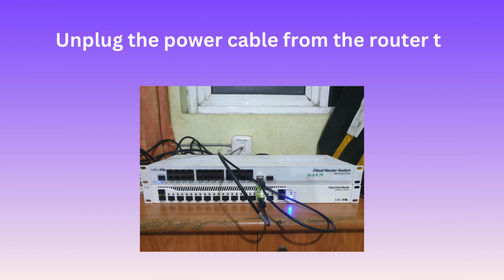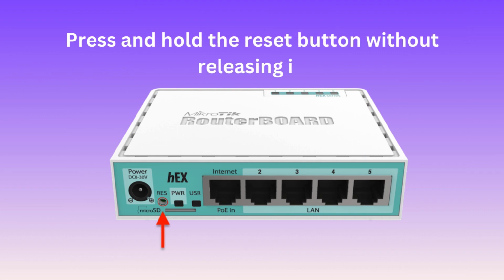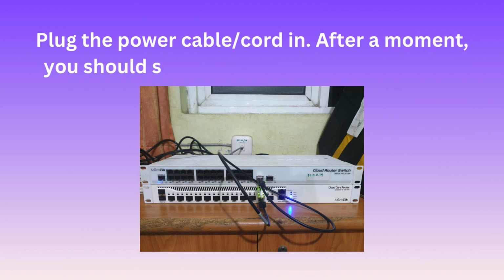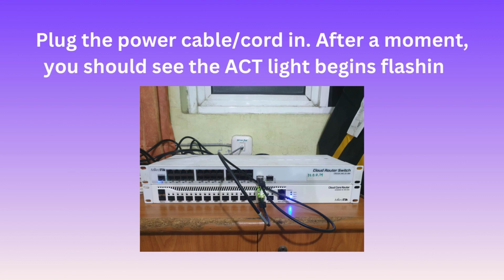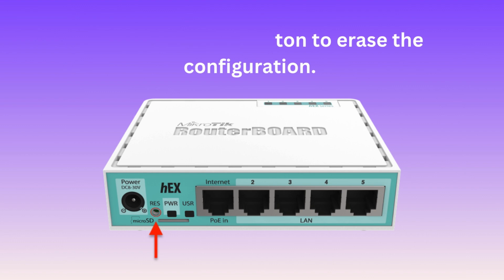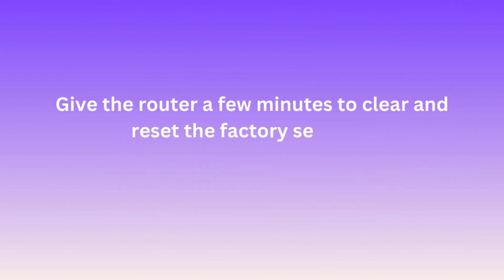Unplug the power cable from the router to power off your Mikrotik device. Press and hold the reset button without releasing it. Plug the power cable in. After a moment, you should see the ACT light begins flashing. Release the reset button to erase the configuration. Give the router a few minutes to clear and reset the factory settings.